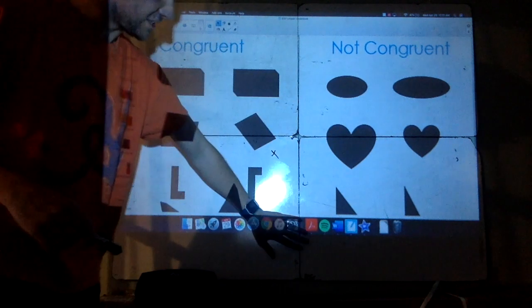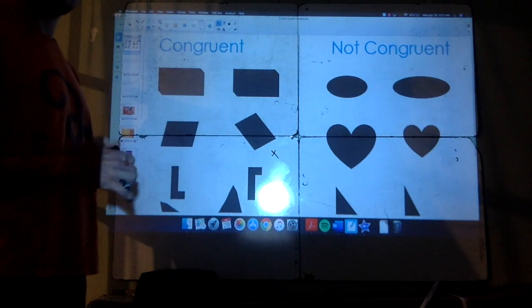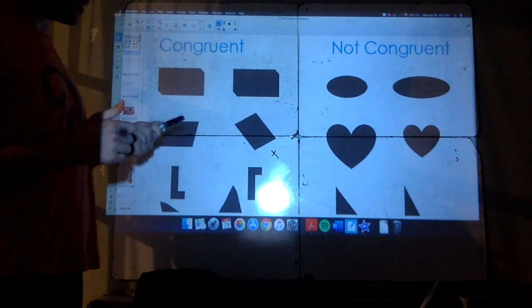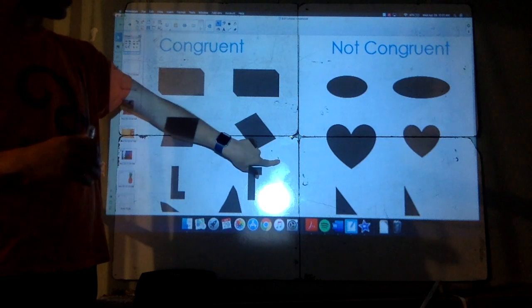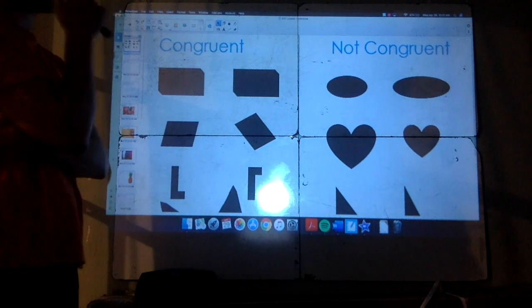So I want you to look at these examples where these are congruent and these are not congruent. And I want you to think about what do you think congruent means? So come up with your own idea. So maybe take 10 seconds to think about that and come up with your own idea.